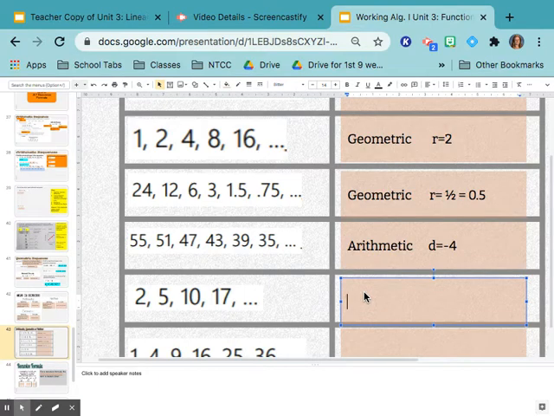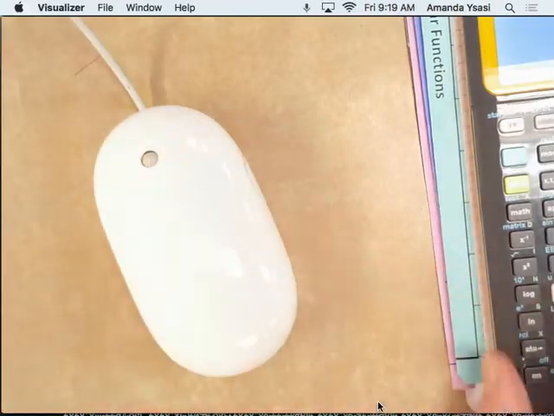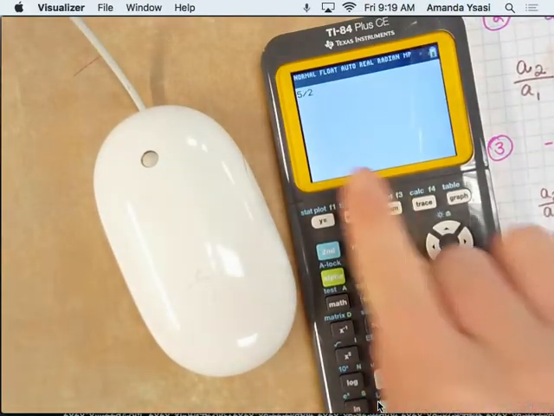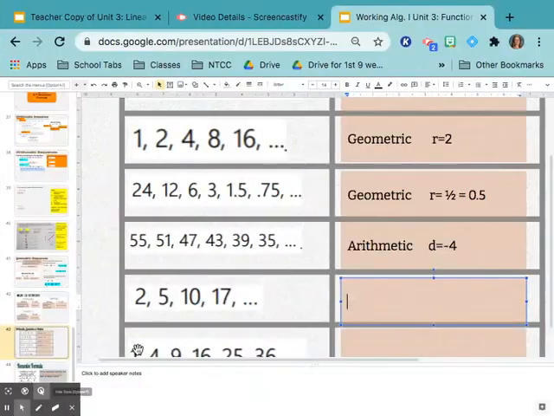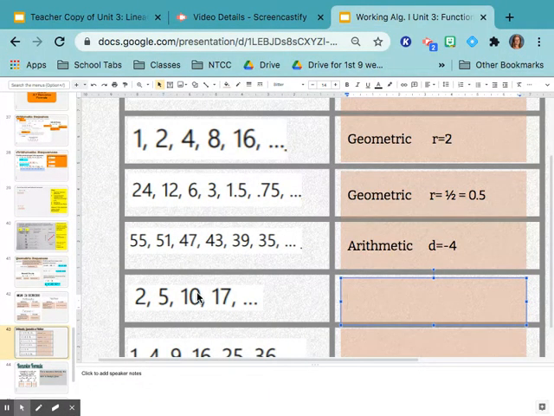Okay, the next one. 2, 5, 10, 17. Between 5 and 10, it's times 2 or plus 5. 2 to 5 is plus 3. But the next one's not plus 3, so it's not arithmetic. Neither. Because if we divide, you can divide your second one by your first one to see if there is a pattern. So you would do 5 divided by 2. That's your A2 divided by A1. It's 2.5. And then see if that works for the other ones. 10 divided by 5 is exactly 2. So yeah, it's neither.